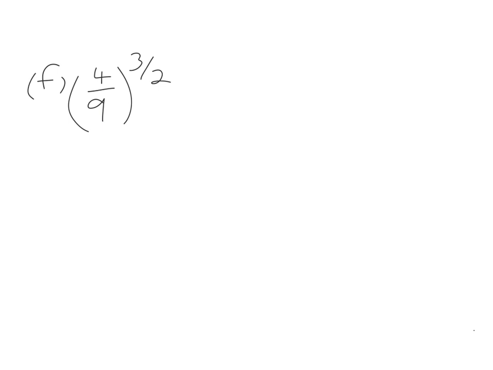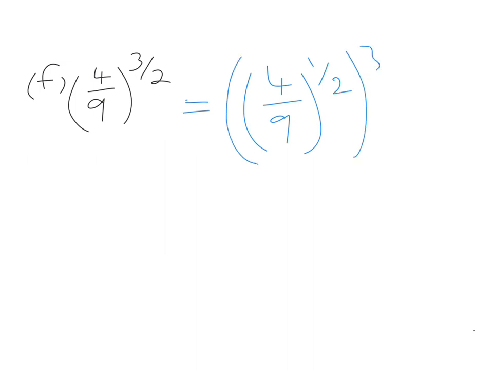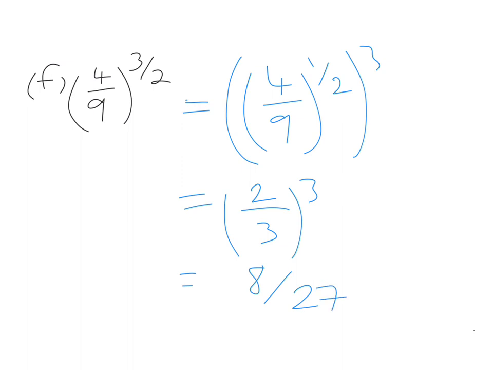Part F, we've got a fraction, 4 over 9 to the power of 3 over 2. So the easiest way to do this, 4 over 9 to the power of a half, all cubed. So you keep the fraction inside and you move the numerator outside the bracket. So power of a half, remember, is the square root, so that's 2 over 3. And now we're going to cube that, so we have 8 over 27.